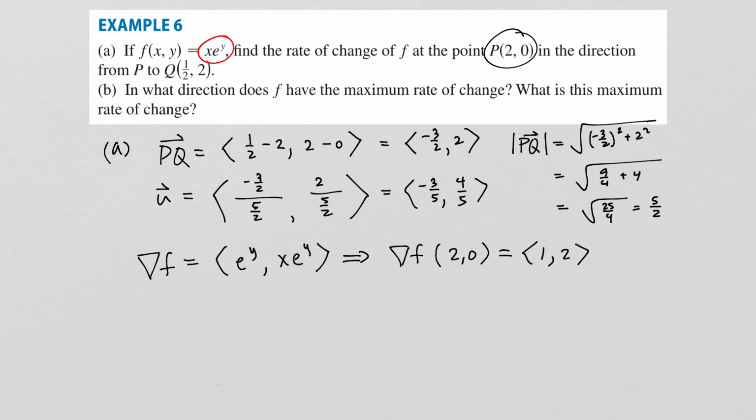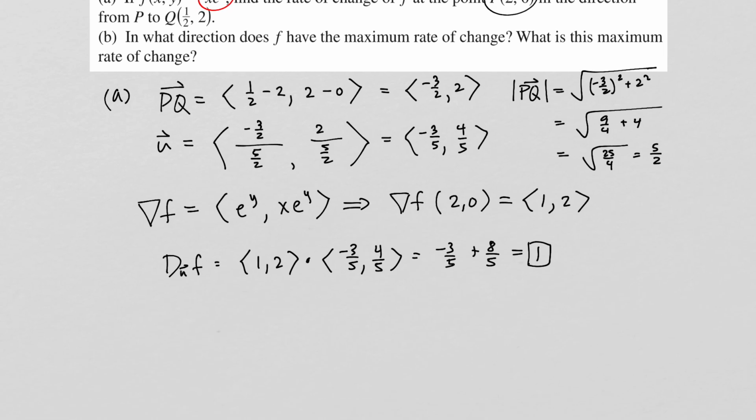And so the rate of change, or the directional derivative of f in the direction of u, is the vector (1, 2) dot product with (-3/5, 4/5). And this is -3/5 plus 8/5, which is equal to 1.